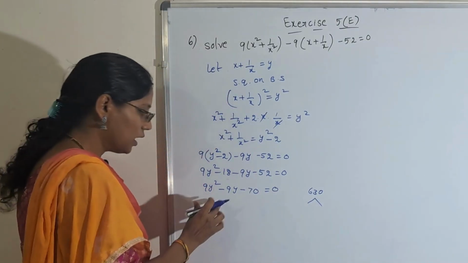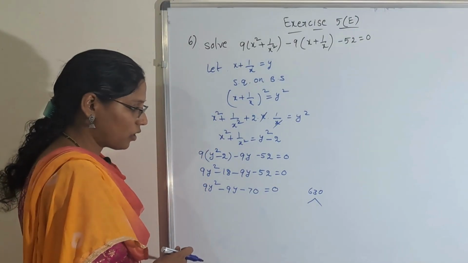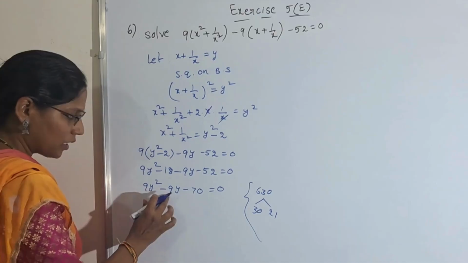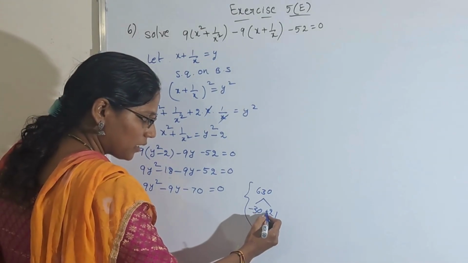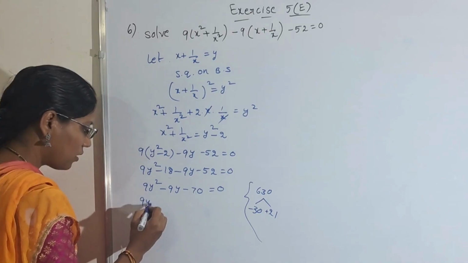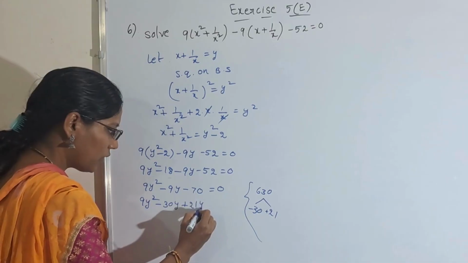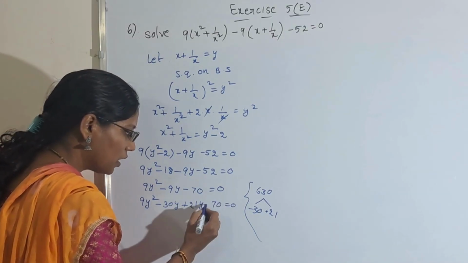Product is 630. Sum is minus 9. Here, what are the factors? Yes, 630: 30 and 21 just. Here minus 9, so minus 30 plus 21. 9y square minus 30y plus 21y minus 70 equal to 0.